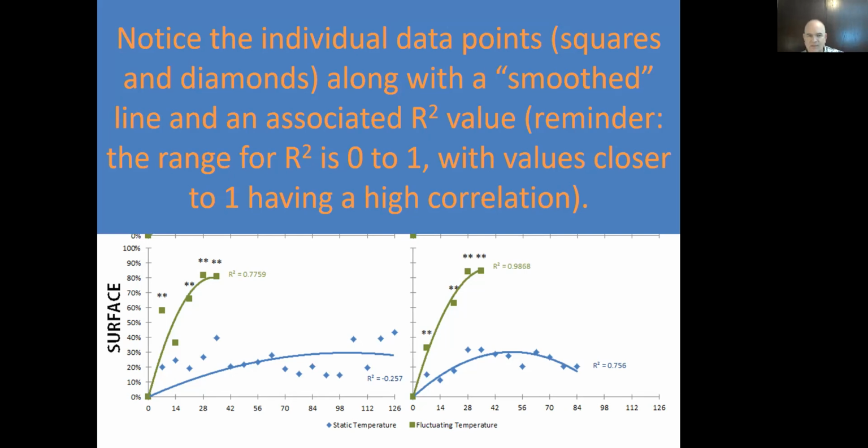These are smooth lines. I get R squared values. You get the idea of the science here.